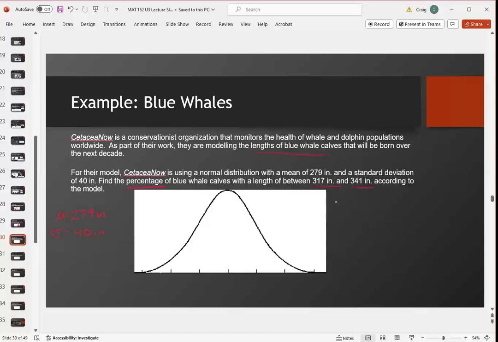Well, here now we're going to need two Z-scores. And we're going to need one for the lower one and one for the upper one. We're going to find between two values. Now I drew them in the wrong place there because they're both above the mean. But let's calculate them.